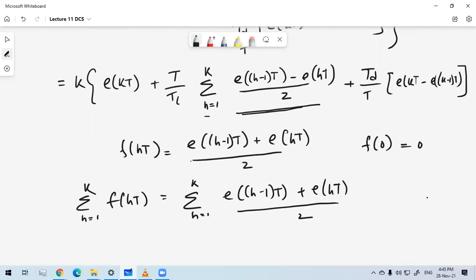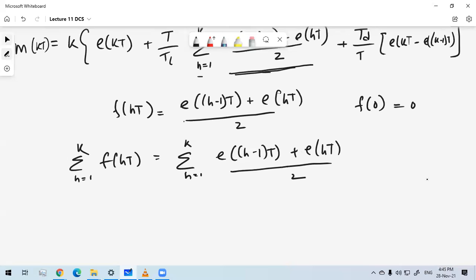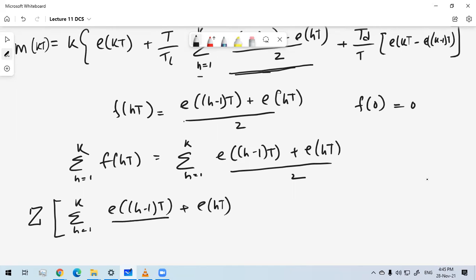Okay, so we started from this equation, and then we found difficulty with the integral part. So we're trying to simplify. We'll come back to this equation again, inshallah. Now the Z transformation of the summation of h equal to 1 to k of (e to the power (h-1)T plus e to the power hT) by 2 is the same as the summation of the function, because we defined that one as a function, h from 1 to k of f(hT).